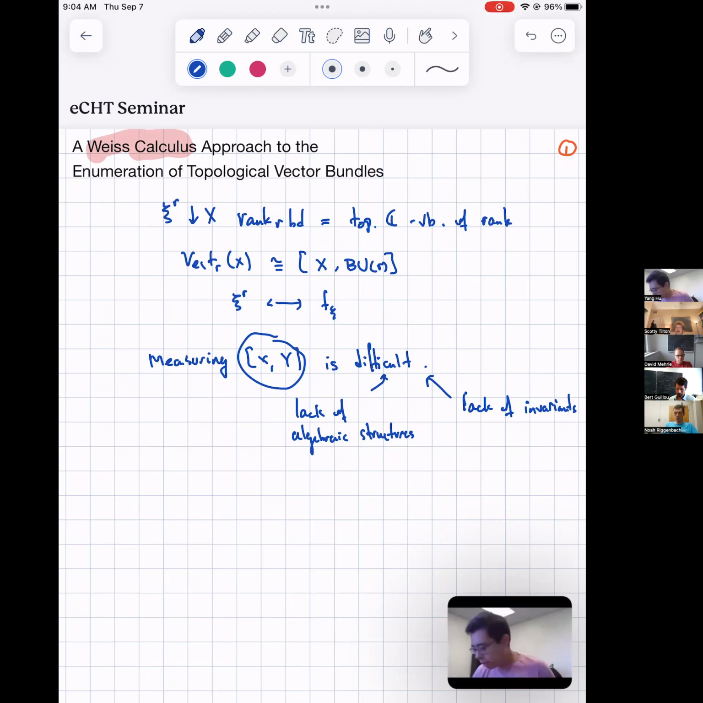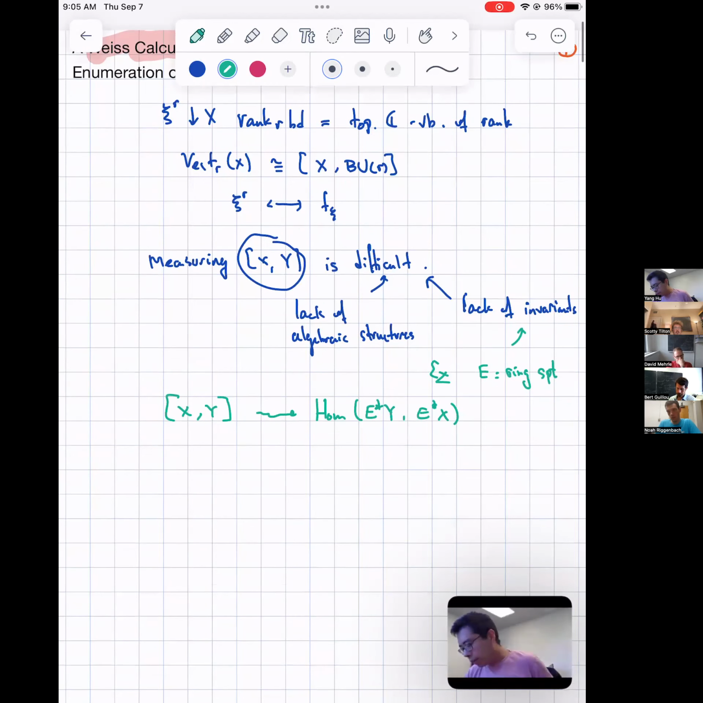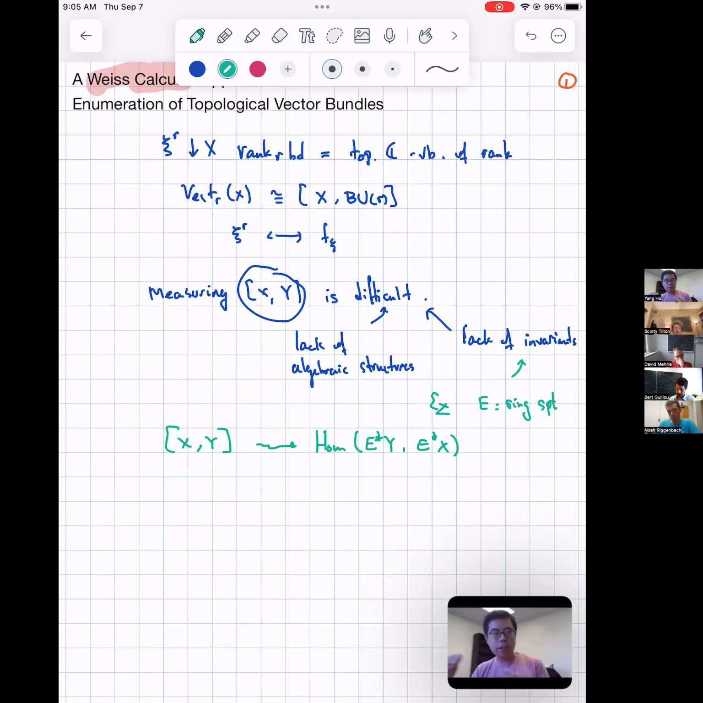So let's recall the story right now. So for example, if E is a ring spectrum, a standard idea in algebraic topology to measure homotopy classes of maps between X and Y is just to put on the glasses of E cohomology, right? So we end up analyzing algebraic maps from E cohomology of Y to E cohomology of X. And sometimes this kind of consideration already tells us something about what can happen or what cannot happen, but not everything.